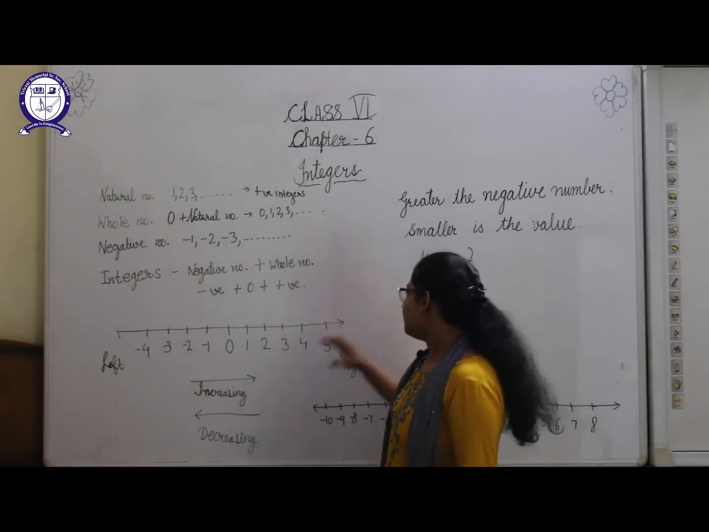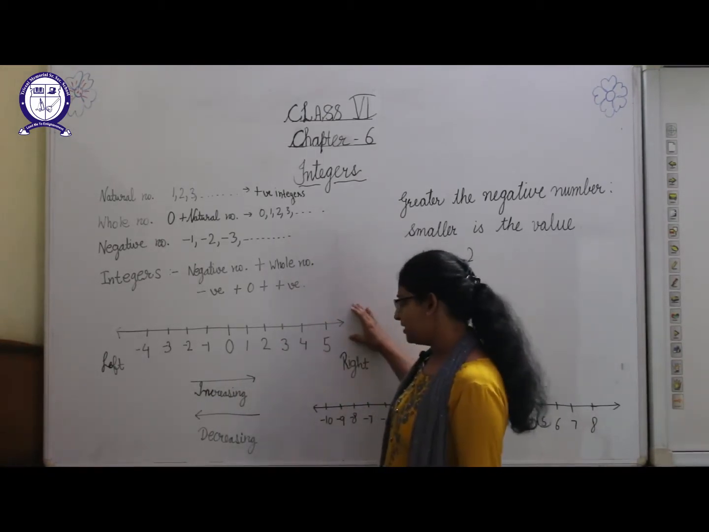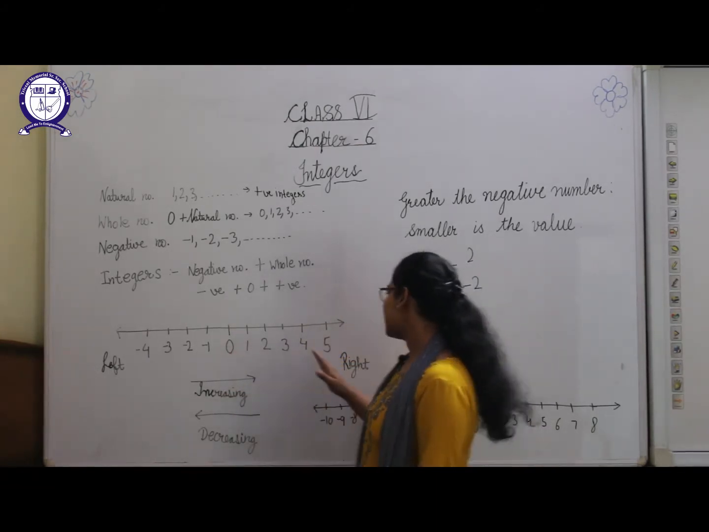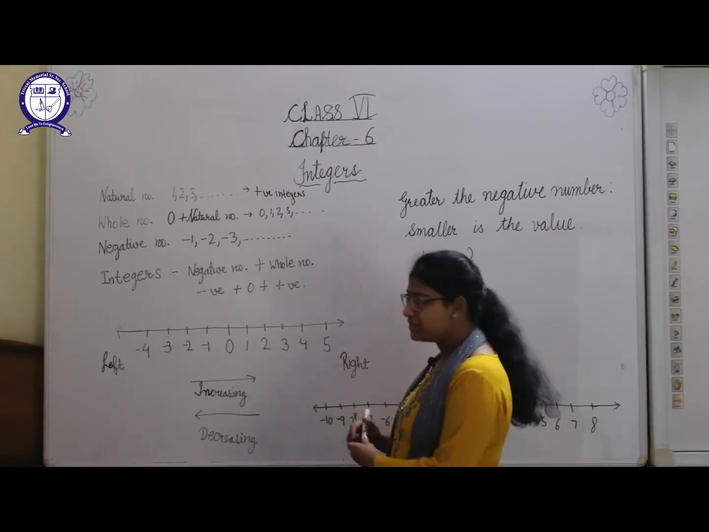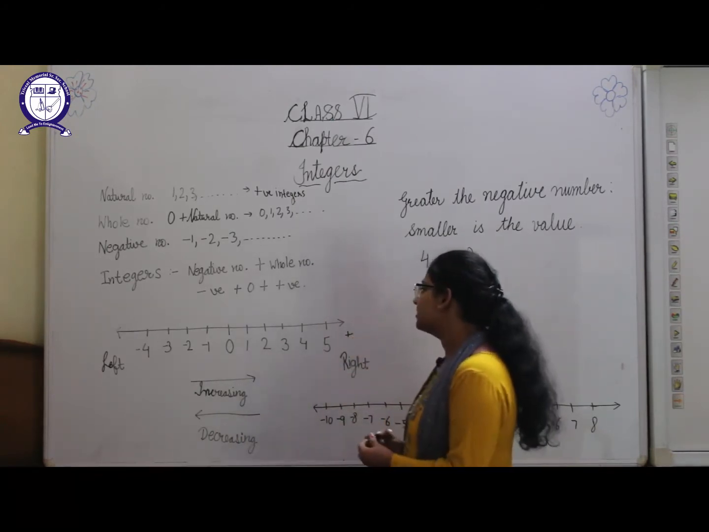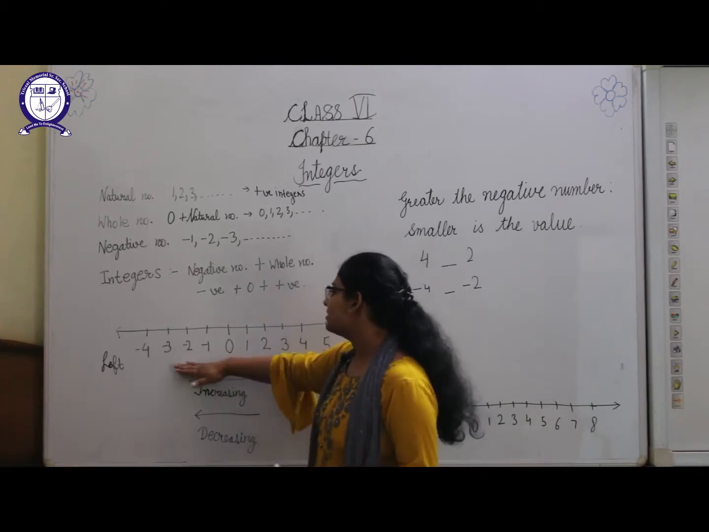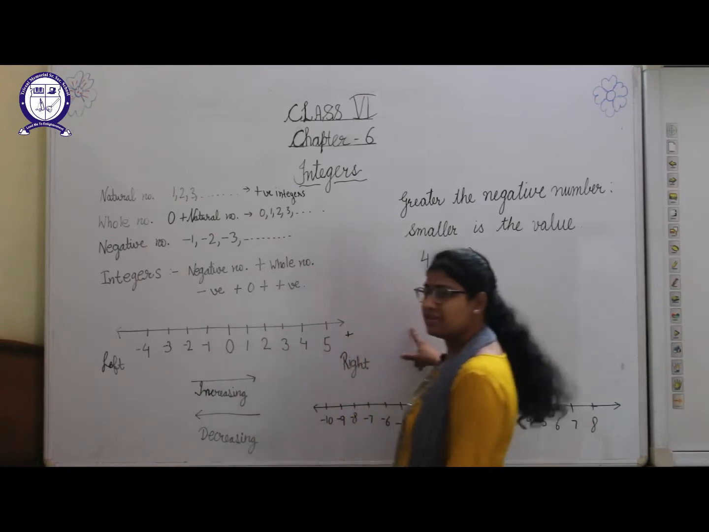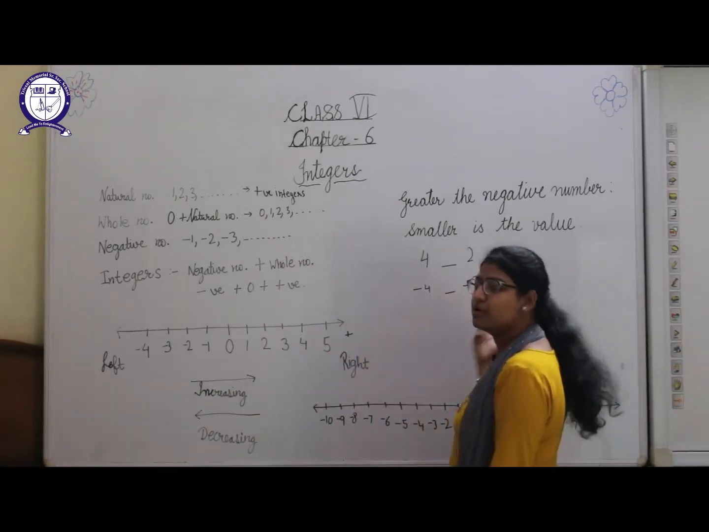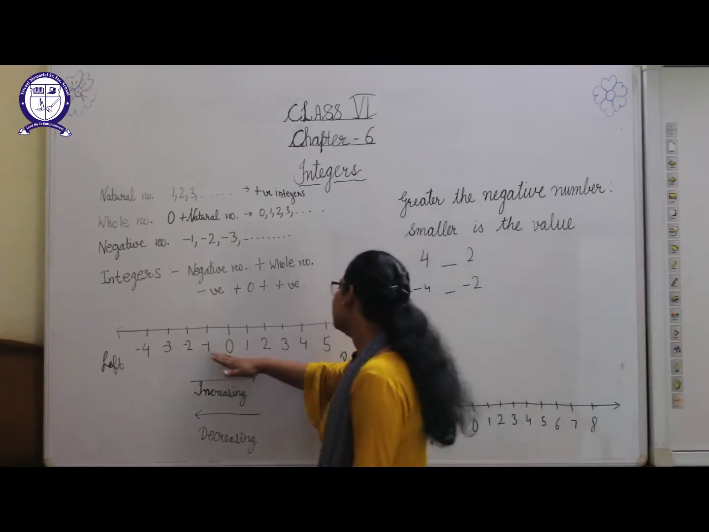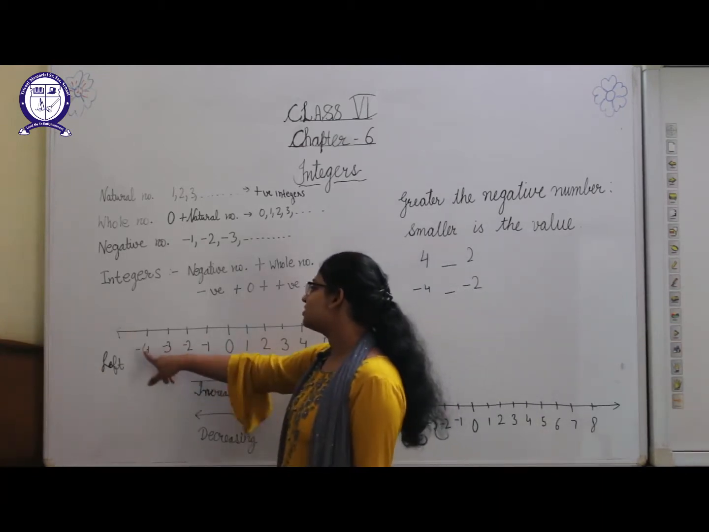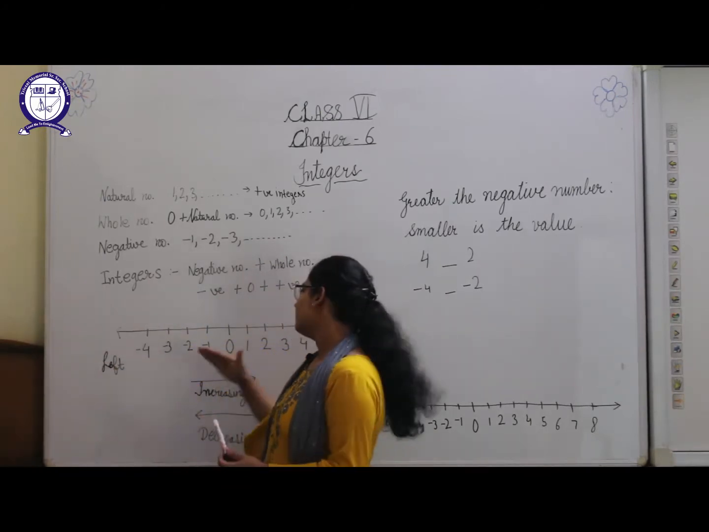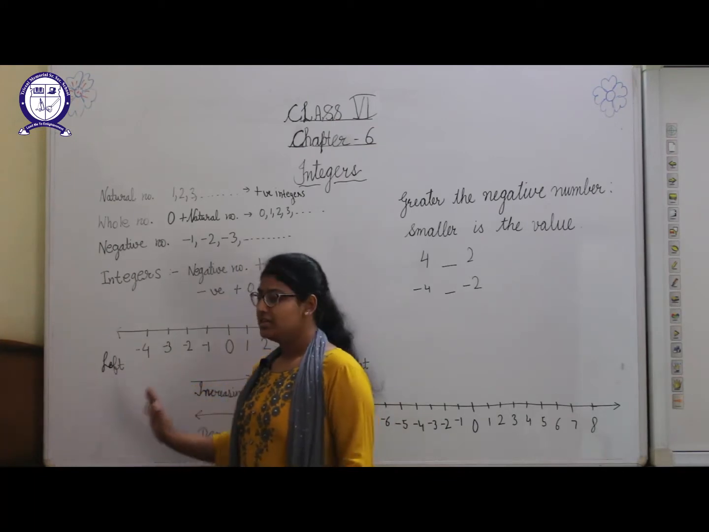If we represent it through a number line, this is the number line. In the middle it is 0, and on the right side all are positive numbers, positive integers, like 1, 2, 3, 4, 5, 6, 7, 8, 9, 10 and so on. And on the left side, negative integers: minus 1, minus 2, minus 3, minus 4, minus 5, minus 6, minus 7 and so on.